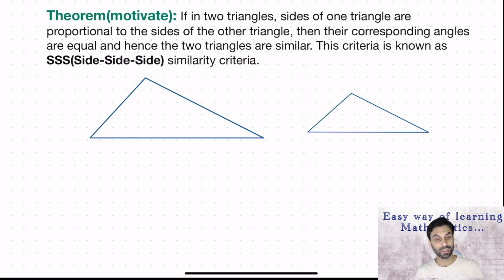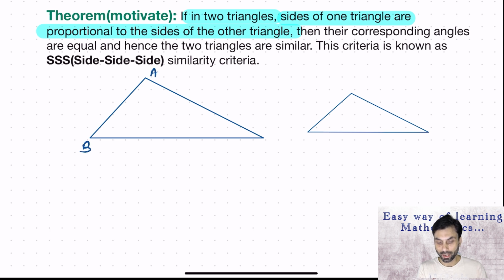The third theorem says that if in two triangles the sides of one triangle are proportional to the sides of the other triangle, then the two triangles are said to be similar and their corresponding angles will be equal.